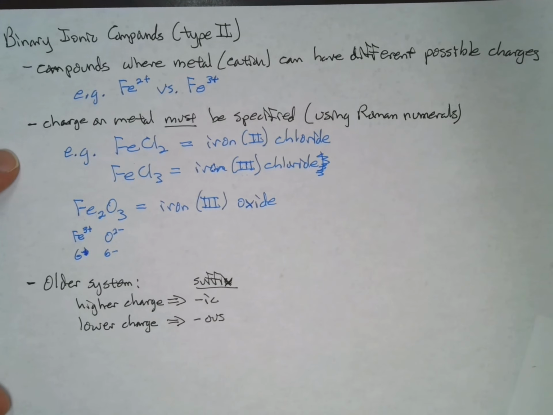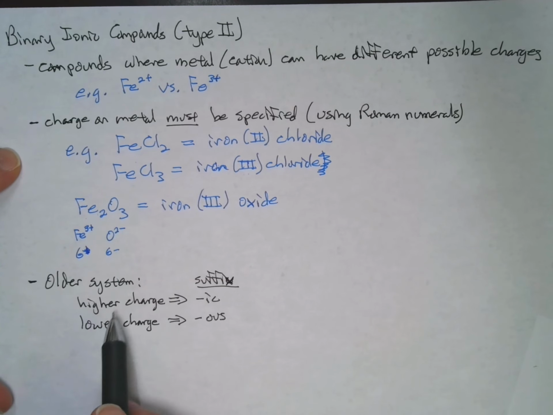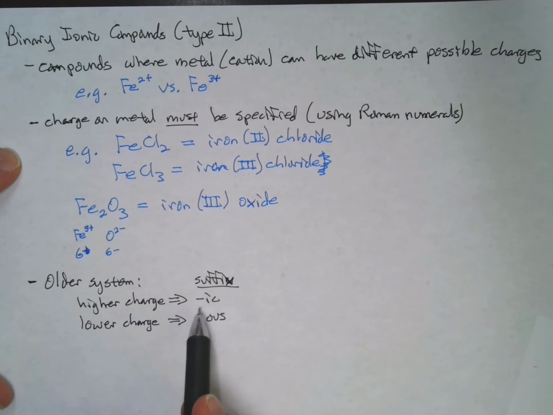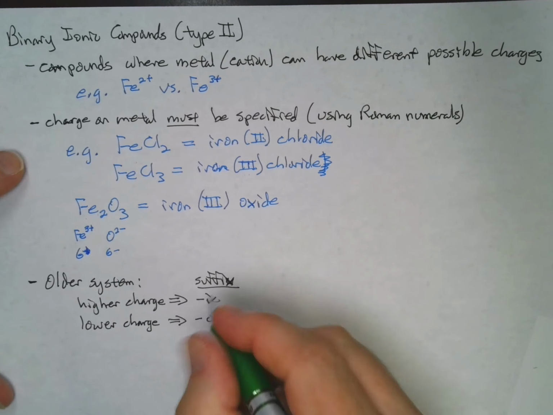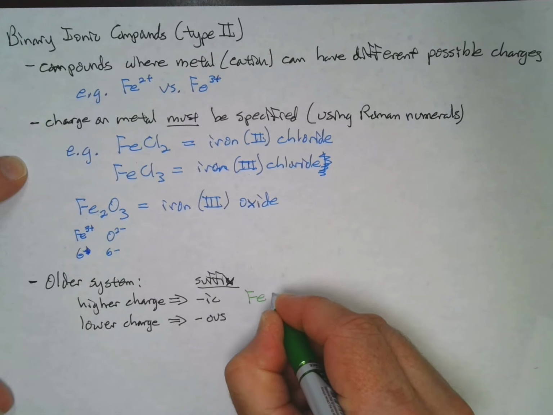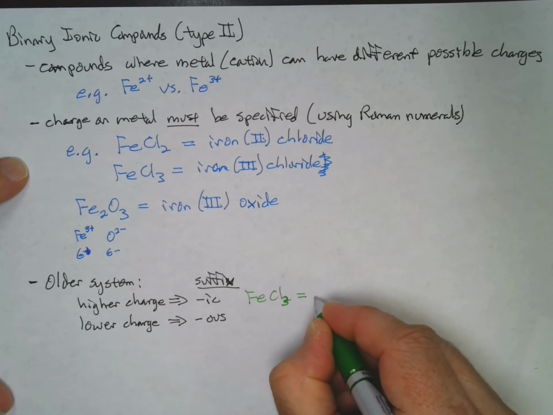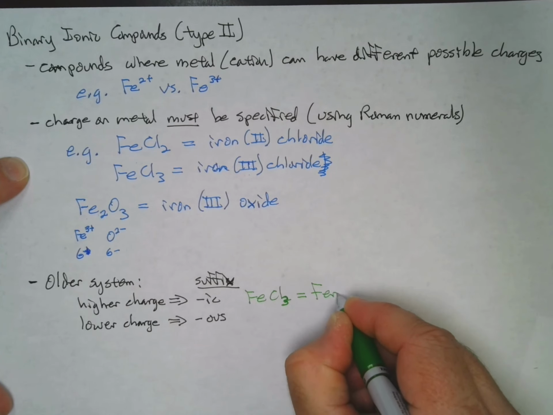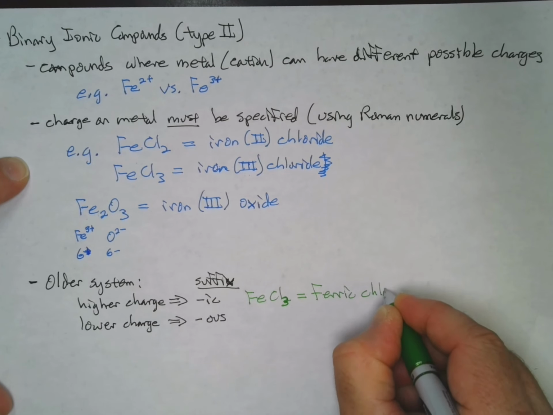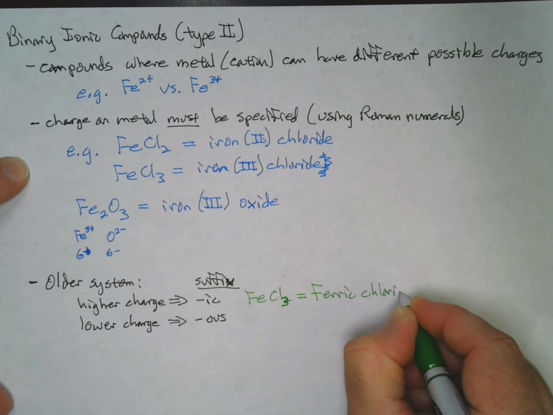And in this older system, the species that had the higher charge would get the suffix "ic," and the species with the lower charge would get the suffix "us." So, thus we have FeCl3 becomes ferric chloride, and FeCl2 is ferrous chloride.